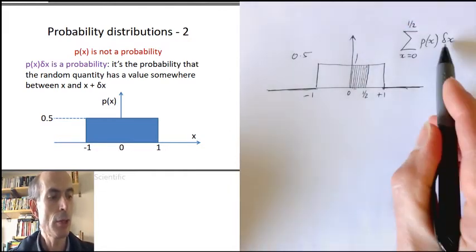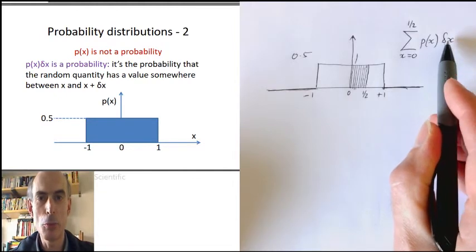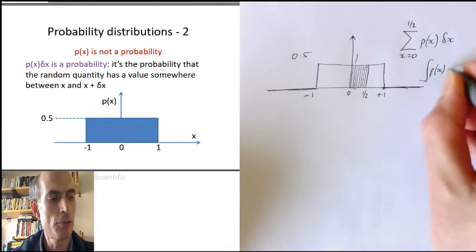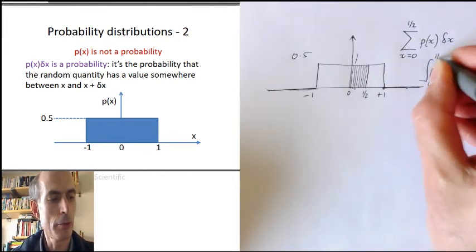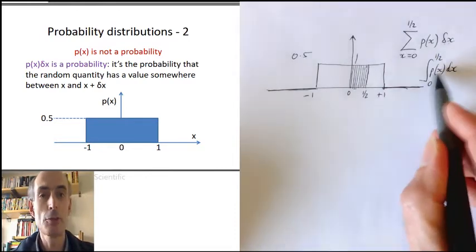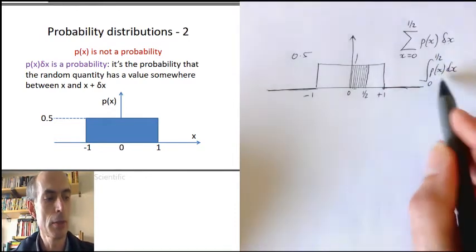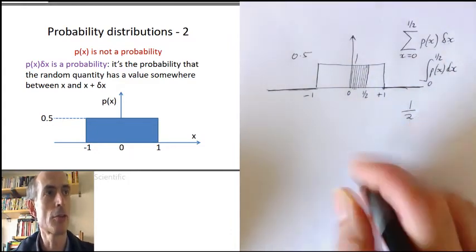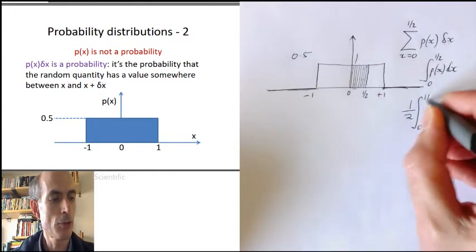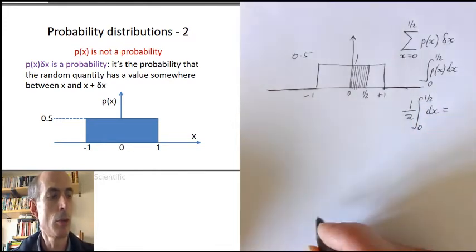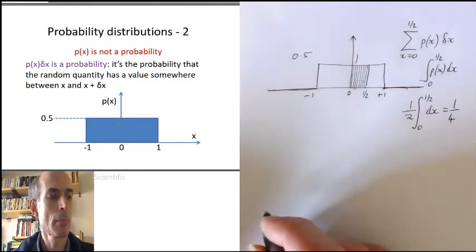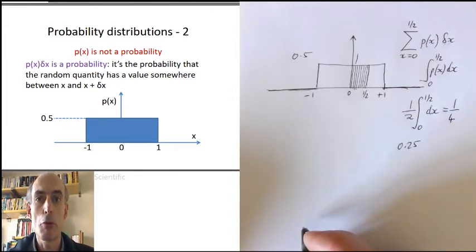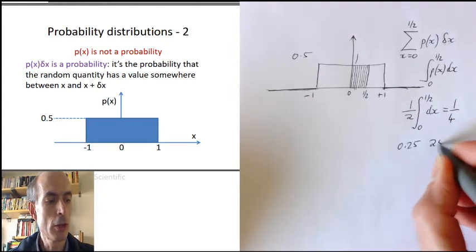Well, as delta x becomes infinitesimally small, this just becomes the integral of P of x dx from 0 to a half. And since P of x is a constant in this example, it's just a half within this range, we can take that outside the integral sign, just write that as this, and that is equal to a quarter, or 0.25. Or, as we often specify probabilities in percentage terms, we could call it 25%.